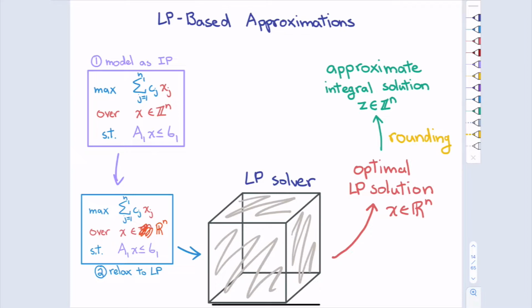Maybe one more thing to point out is that we'll see the rounding algorithm itself is usually pretty simple. Most of the work is in the analysis. So probably the running time bottleneck will be the LP solver in most cases. So it's still polynomial time, and if you have good software, hopefully that won't be an issue either.